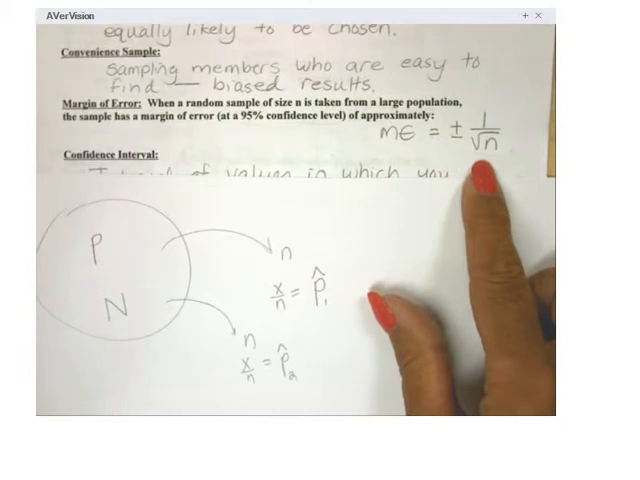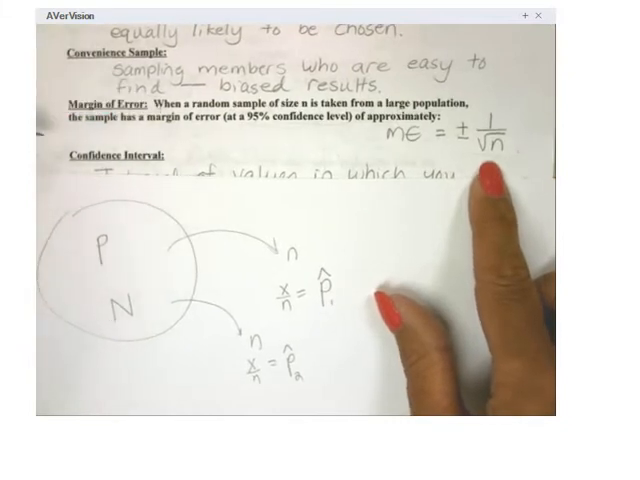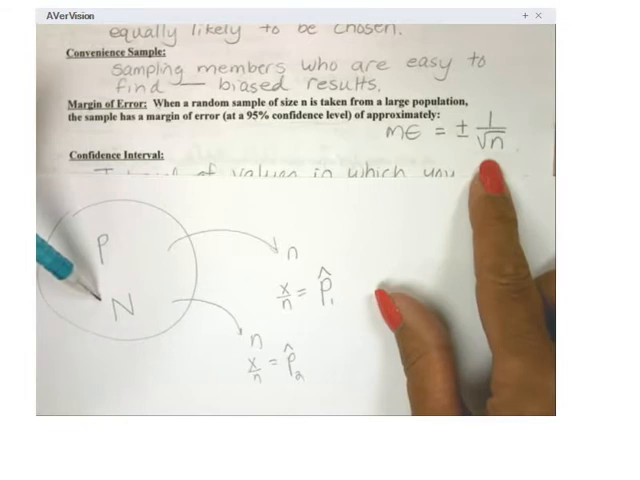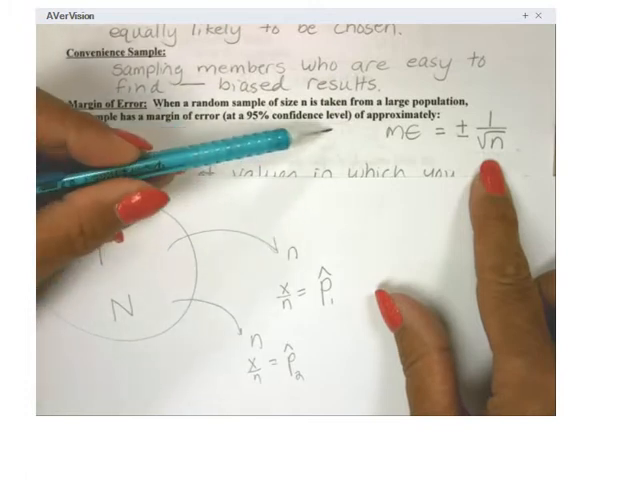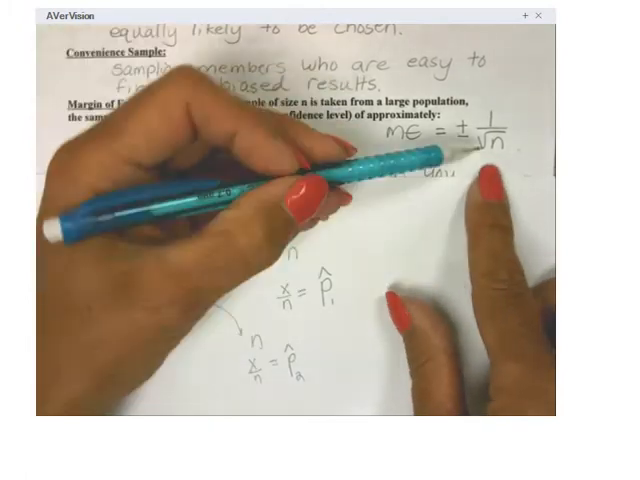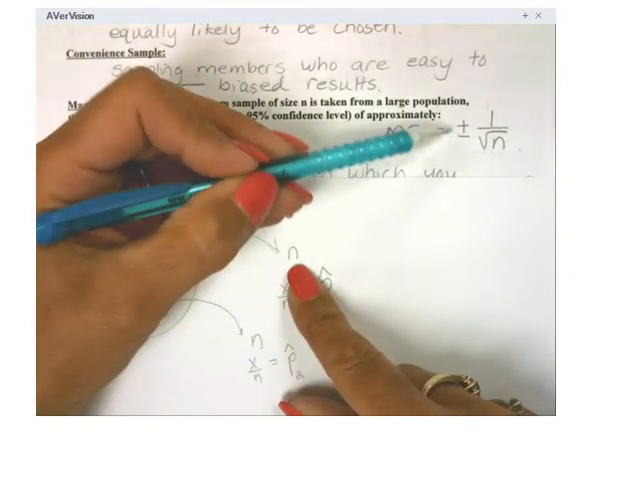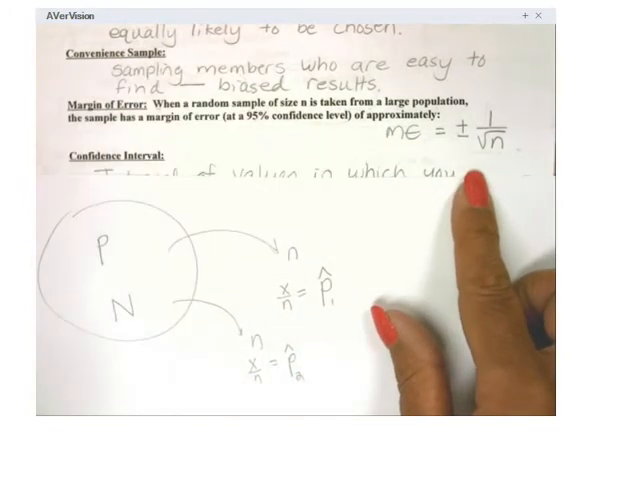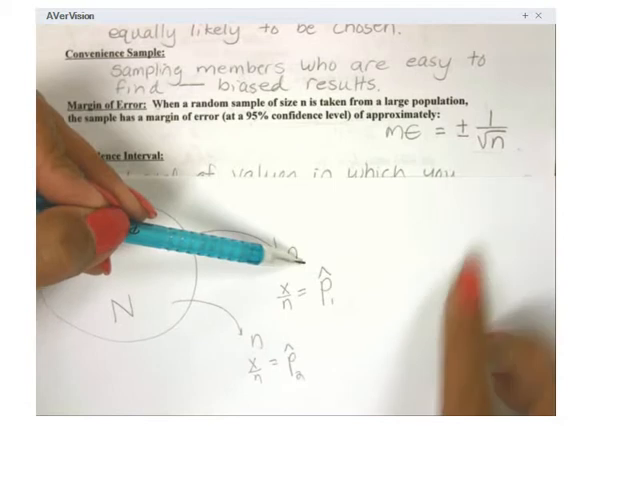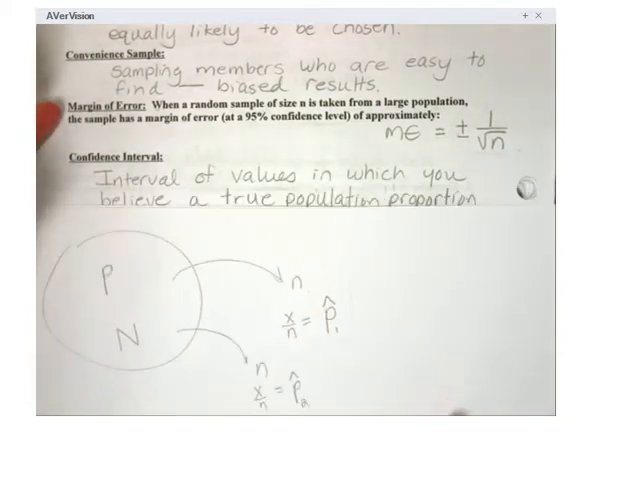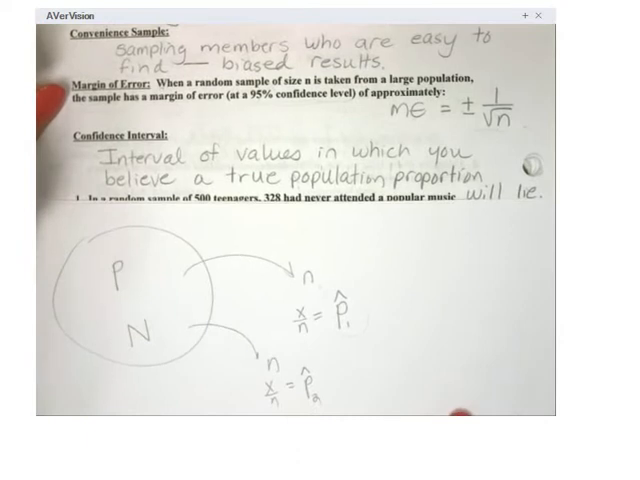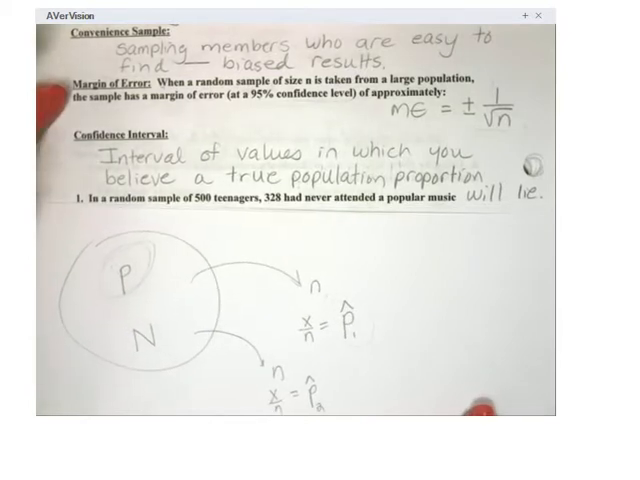When a random sample of size n is taken from a large population, so this capital N is large, the sample has a margin of error with 95% confidence of approximately 1 divided by the square root of the sample size. If we add that and subtract that away from the proportion that we got, we'll find what we'll call a confidence interval. And so we're going to get an interval estimate for where we think this little p, that's the true proportion, lies. And once we see it in an example, we'll get the little formula down first of all.